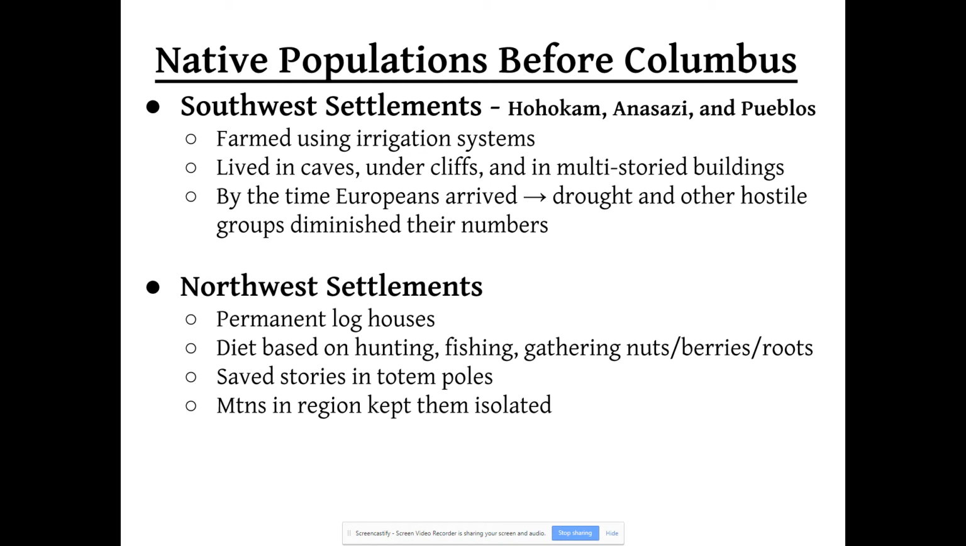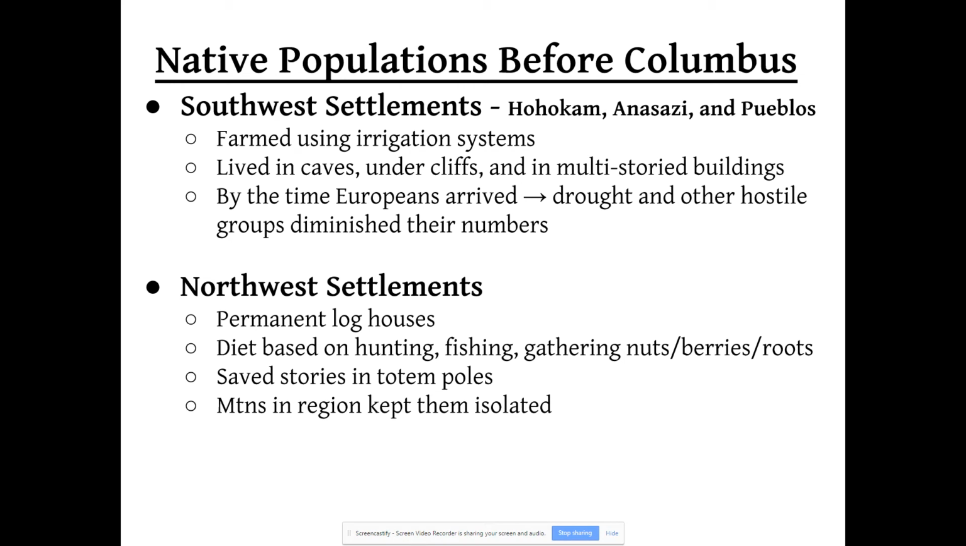So now turning to North America, tribes from the southwest areas of the country, so present day New Mexico and Arizona, were again very complicated societies that primarily farmed, and they developed irrigation systems for their crops. They inhabited places like caves, areas under cliffs, and in some cases they had multi-story buildings, which again people don't typically think about when they think about native cultures. This group did have a lot of drought and famine though, and they fought a lot with groups nearby, so a lot of these tribes were already somewhat diminished by the time the Europeans arrived.